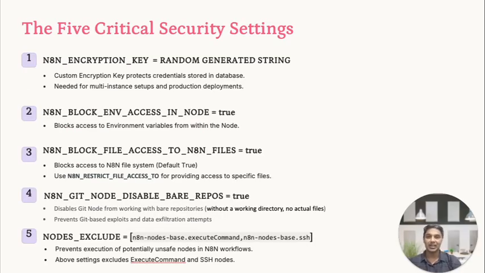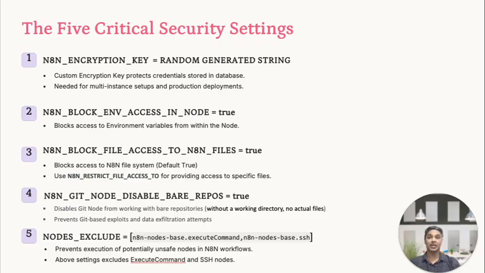First one is N8N_ENCRYPTION_KEY. Set this to a randomly generated string. This encrypts the passwords, API tokens, and other sensitive credentials in your database. Don't rely on the default system because this would actually create a big risk, especially for multi-instance setups or in production, and also when you enable worker queues. So just make sure that you generate a random key and assign it to this variable.